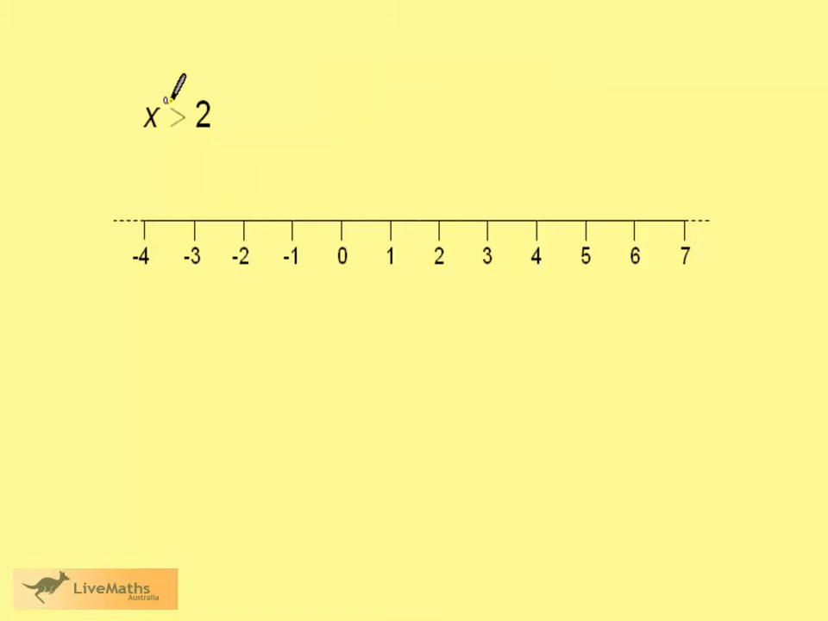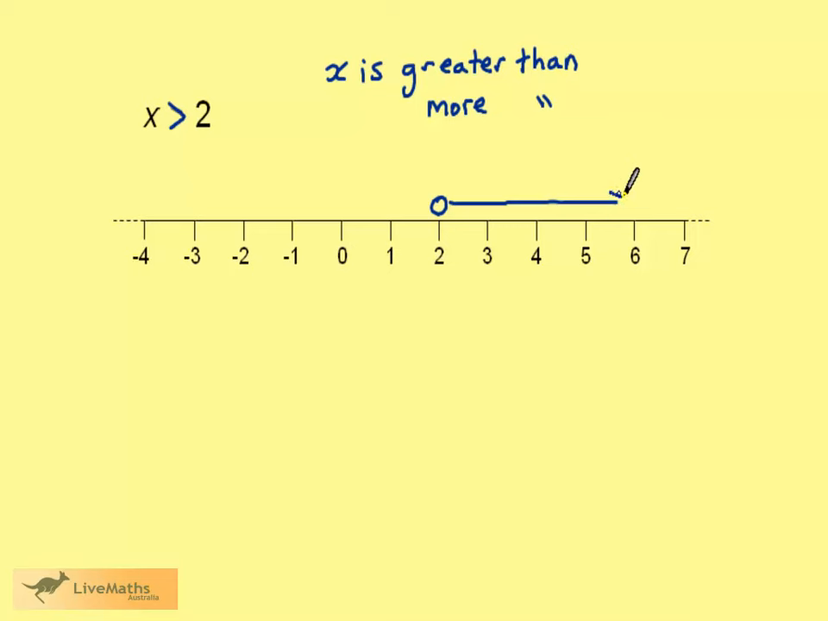This statement reads, x is greater than 2. So x is greater than 2. You may think of this as more than rather than greater than. Indicating this on a number line, we have a blank circle and an arrow extending to the right. X could take any value more than 2, but it can't take the value 2 itself.